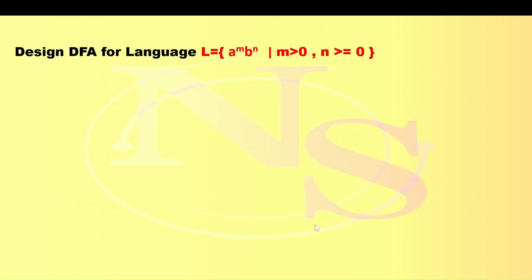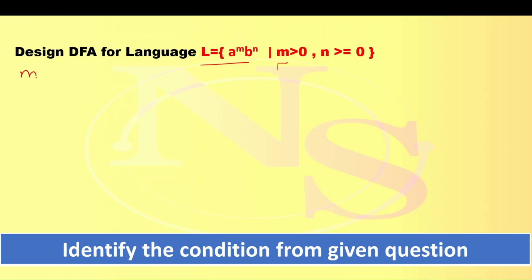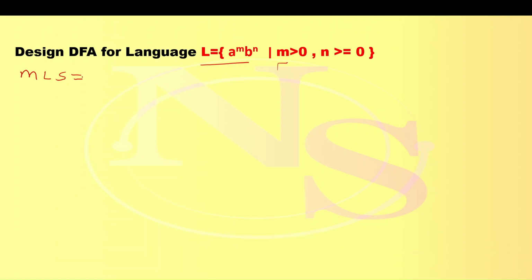Hi everyone, let's continue with one more example on designing of DFA for the given language. Here the language is a raised to m, b raised to n, and some conditions are given in terms of m and n. So based on this language, we will write the minimum length string. Here the m value and n value are given independent of each other.